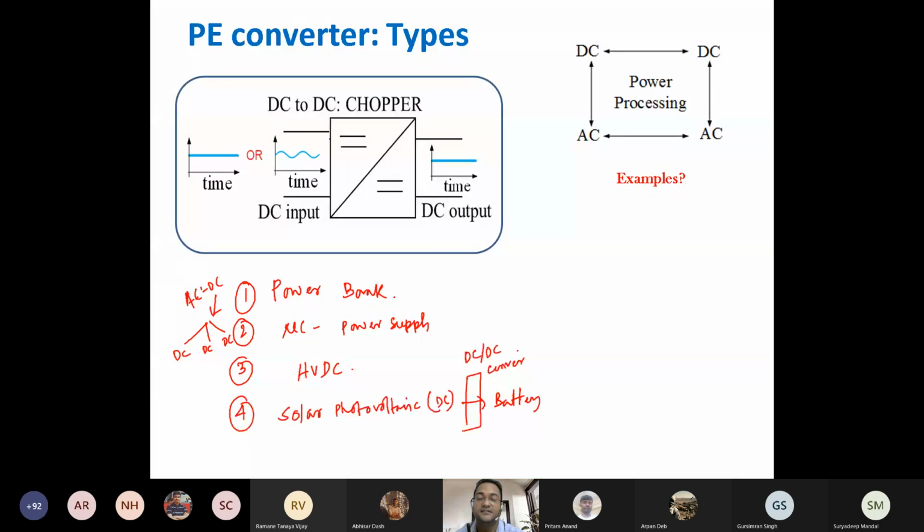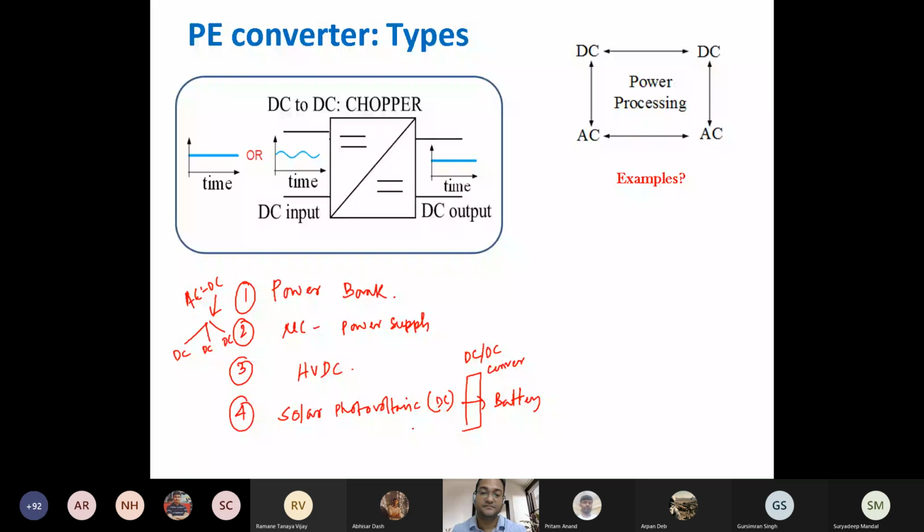Okay, we'll see. And that's why I said that if you allow me some extra time, I can tell you more about this application. I can share some simulation model with you. You can study how to do these things. Okay, but we'll discuss later on. So solar to battery charging could be an example of a DC-DC converter.